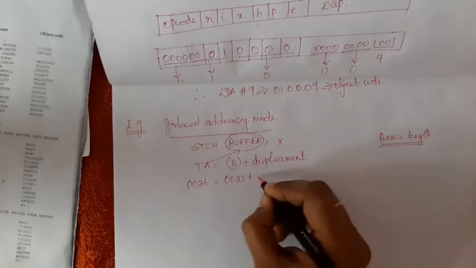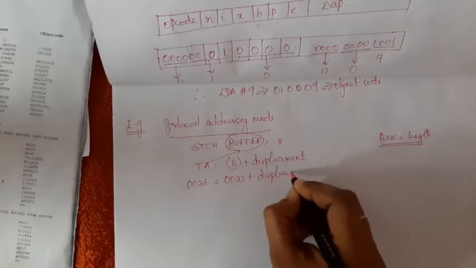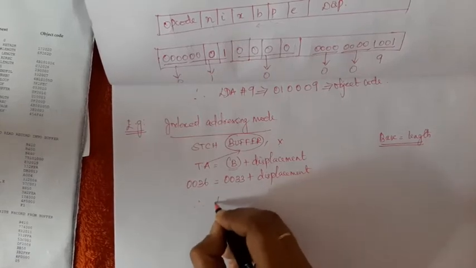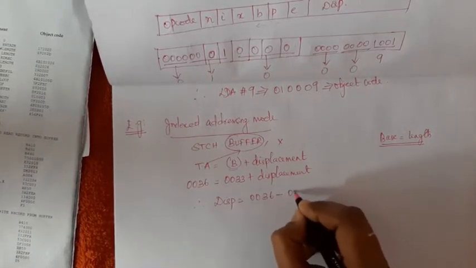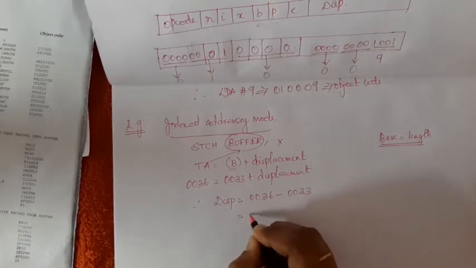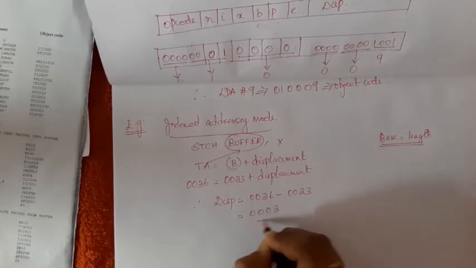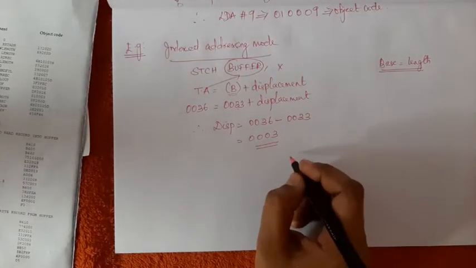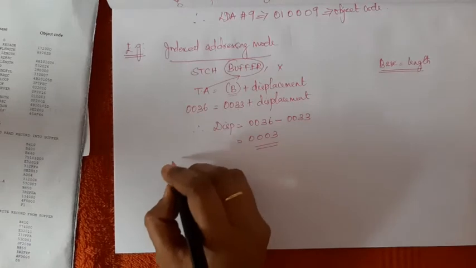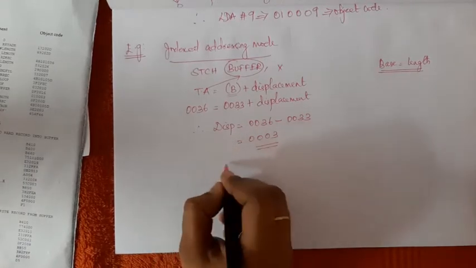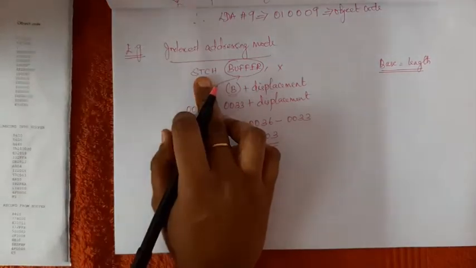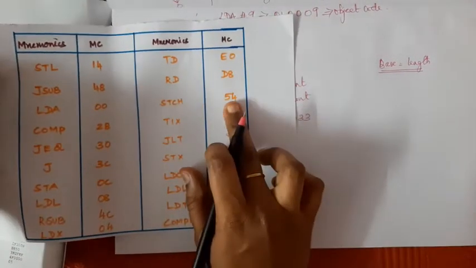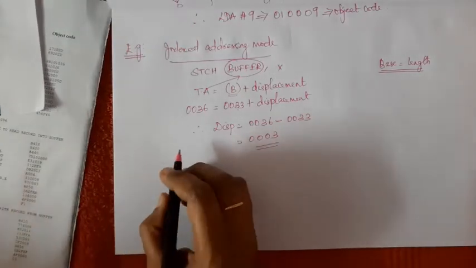Now calculate the displacement. Displacement is equal to 0036 minus 0033, which is equal to 0003. This is the displacement. Now we have to draw the format 3 instruction. Initially we will have the opcode. STCH is the opcode, and the value of STCH would be 54. So we'll write 54.